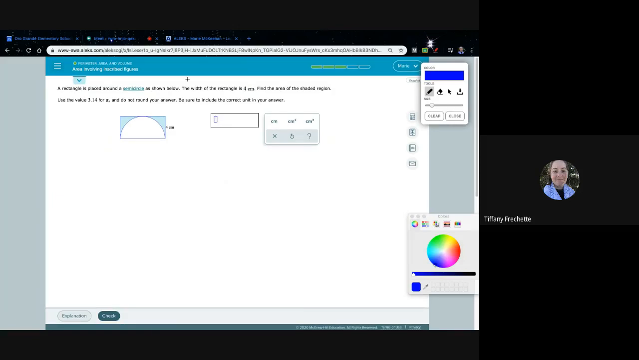A rectangle is placed around a semicircle as shown below. The width of the rectangle is 4 centimeters. Find the area of this shaded region.